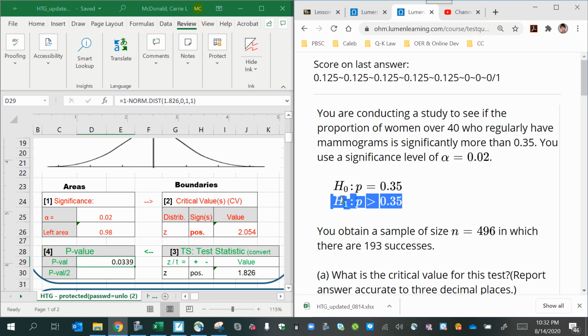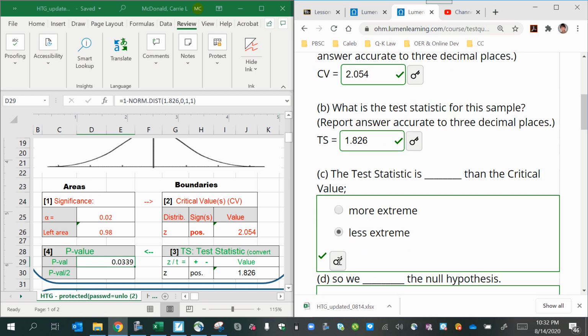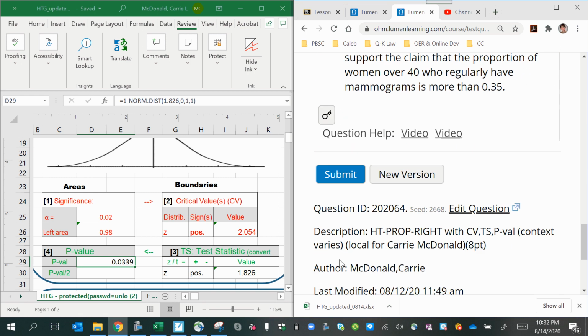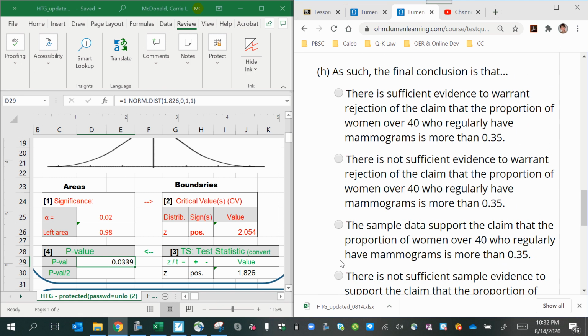That doesn't happen every single time. Sometimes your claim can be in the null. And if your claim is in the null, it can be thrown out along with the null. But here, our claim is safely tucked away in the alternative hypothesis. So if we had rejected the null hypothesis, then we would have support for the alternative. But we did not reject the null hypothesis. So we have not ruled out the possibility that this is true, therefore we don't have support for the alternative statement. So let's look for the one that says there is not sufficient evidence to support the claim.